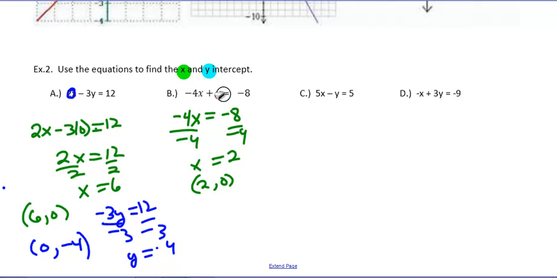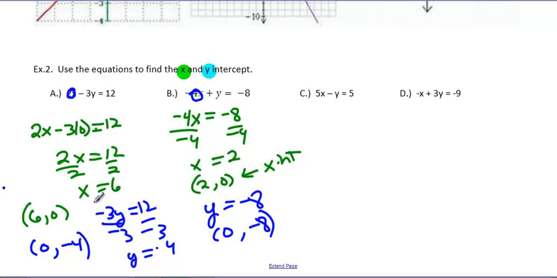Okay, going back now, my y-intercept is a point that has an x value of 0. So in this case it says y equals negative 8. I don't even have to do any additional solving there. I just say y equals negative 8. So I have two answers. Again, this is my x-intercept here and here. And this is my y-intercept here and here.